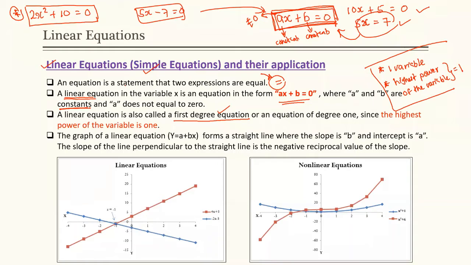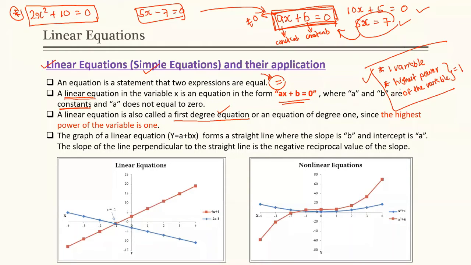Why not? Yes, this is not a linear equation. What are the two criteria that need to be met? There should be only one variable. Yes, here also we have the variable x. That is correct, there is only one variable. That is okay. Yes, we have only one variable called x.